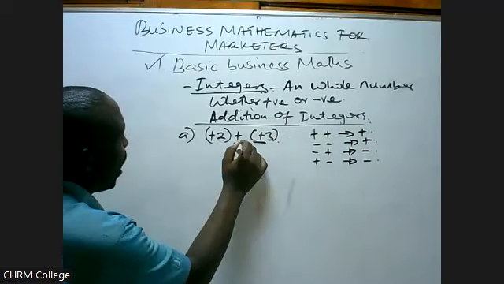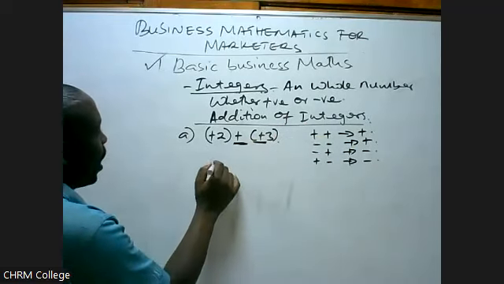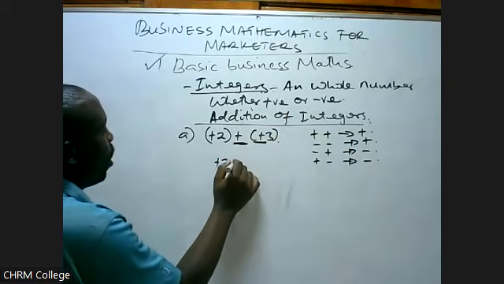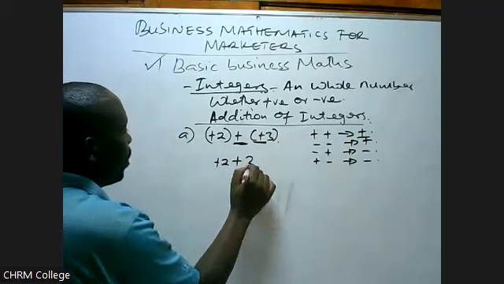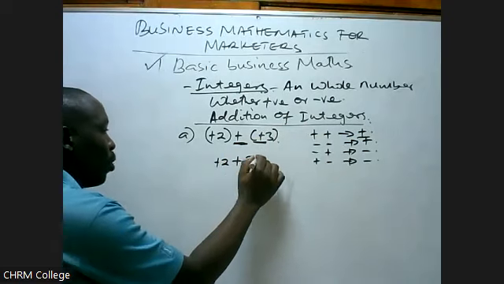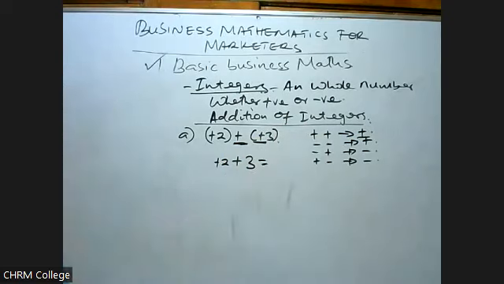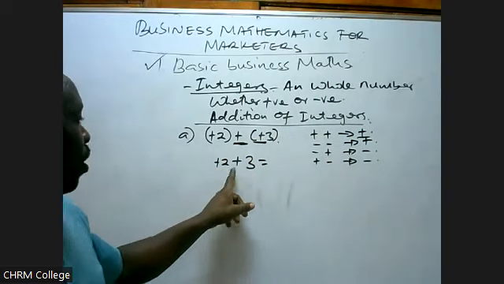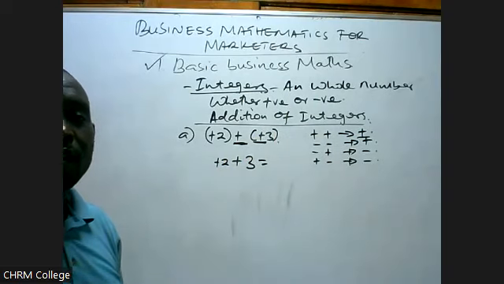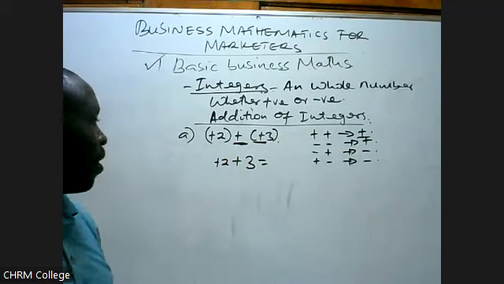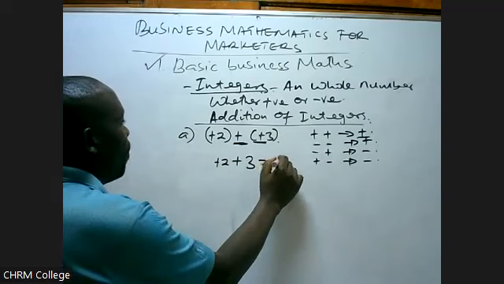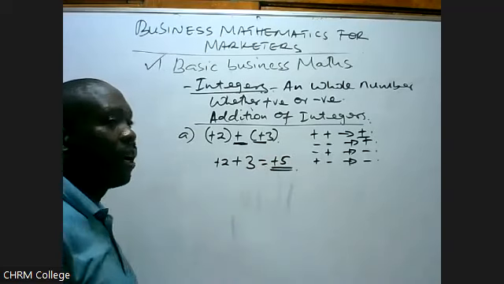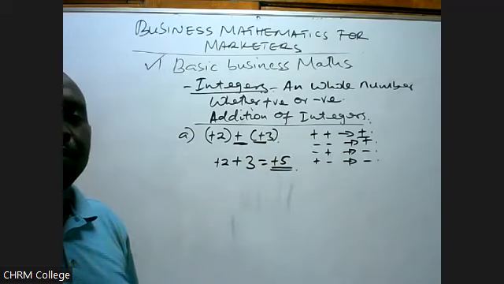So here we have a plus and a plus. We can have positive 2 plus plus 3, and replace it with one addition sign. So what will be the final solution for that? You realize that it is plus 2 plus 3. If you already have 2 items, then you add 3 to the 2 that you have, then the answer should be plus 5. You should be having 5 items.